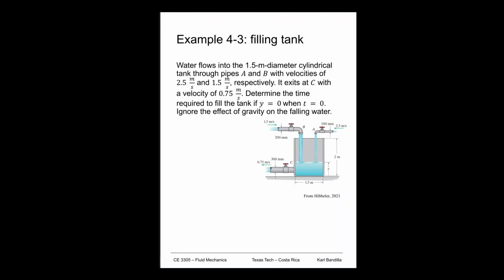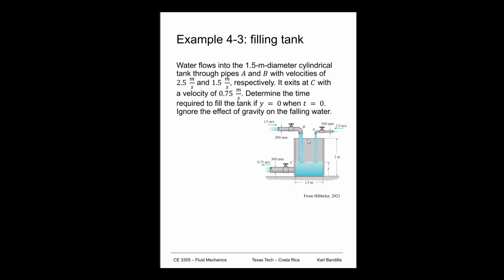This is example 4-3, where we're filling a tank. So you can see here we have this tank. It's a cylinder. Now we give them the diameter. And we have two pipes that are flowing in at A and at B. And then we have a pipe flowing out at C. And we're asked, if there's no water in the tank to start out with, how long does it take to fill up the entire tank?